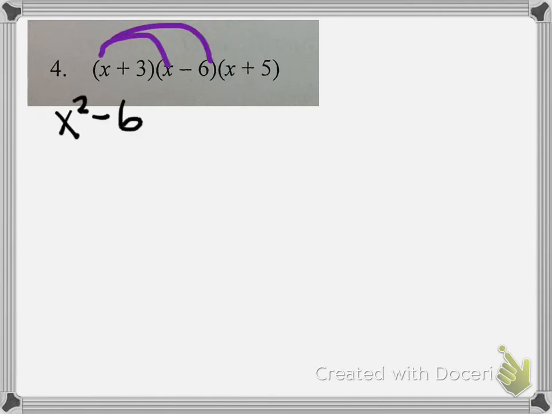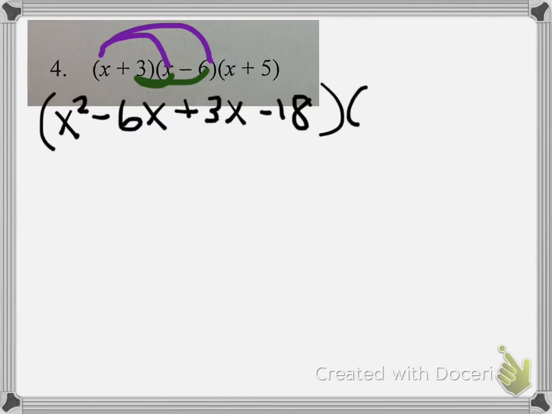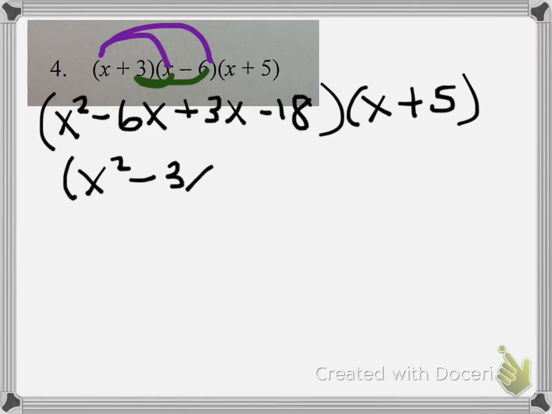If you remember FOIL, it's the first one times the first one, the second one times the second. So the first terms, the outside, the inside terms, and the last terms, and that will give you negative 18. We'll go ahead and simplify that piece right there. Now remember, x plus 5 we haven't really used yet, so we'll just leave that to the side. But simplifying the first set, you get x squared minus 3x minus 18.